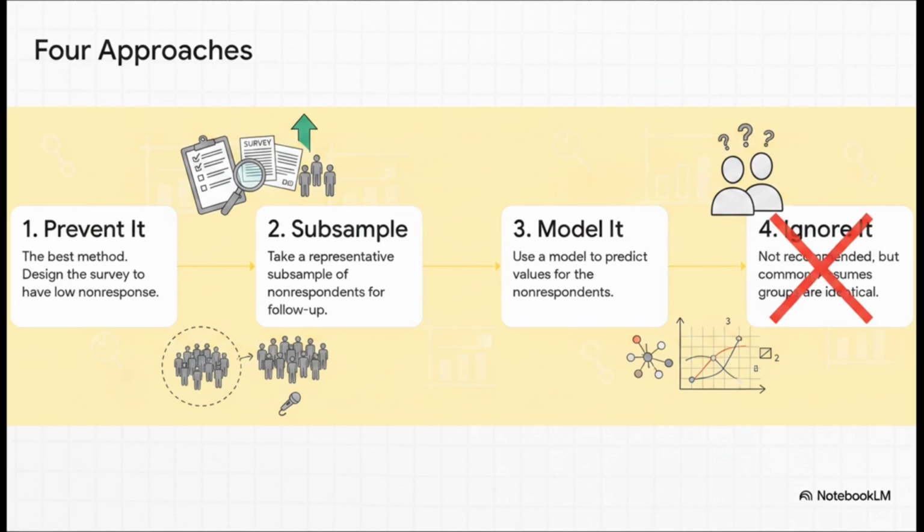The second is to actually subsample the people who didn't respond and make a really intensive effort to get their data. Third, we can use fancy statistical models to try and predict what the missing answers might have been. And then there's the fourth option. Just ignore it. Now, obviously, this is a terrible idea, but it happens more than you'd think. It's basically just assuming the non-respondents are exactly like the respondents, which is a huge, risky leap of faith.